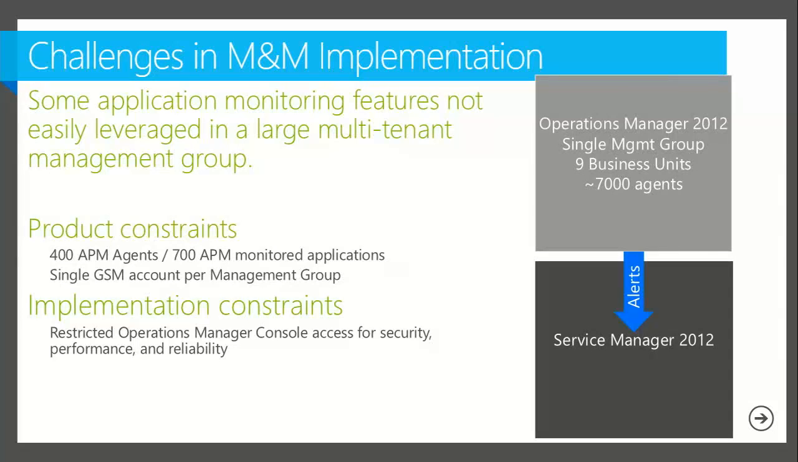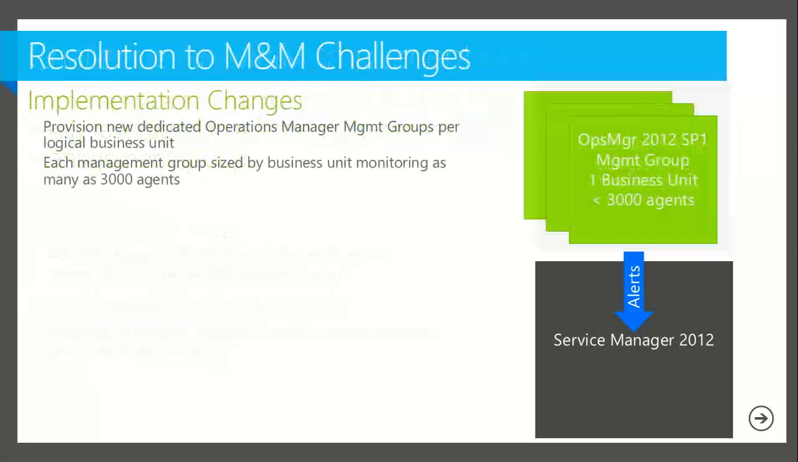Additionally, we had some product constraints. APM itself can only be enabled on 400 agents within a management group and only supports monitoring 700 applications within that management group. Microsoft.com alone kind of exceeds those numbers. So we figured we needed to change how we were going about our service and what we were offering to our customers. Also, GSM only supports a single subscription per management group. So yet again, it was another reason we needed to implement change in our business.